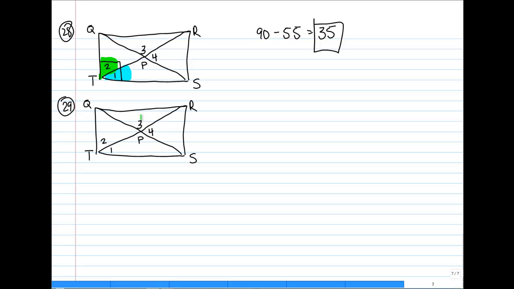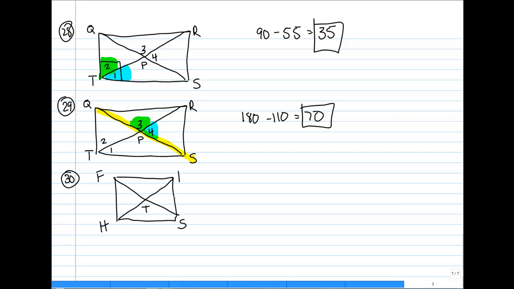Measure of angle 3 is 110. So this angle here is 110. Let's show the measure of angle 4. So if you see, both of those added together actually make up this whole line, so they have to be 180. So what we have to do is subtract 110 from 180, which is 70.